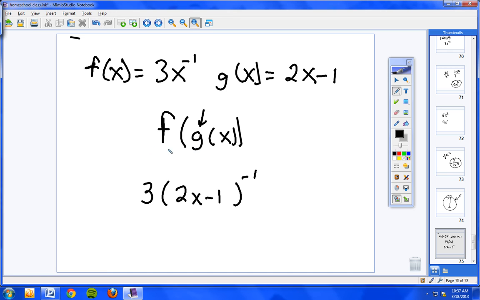So let's go over it again. What was on the outside? F. So I wrote my F function, and where the X was, I put a parentheses. And then what was on the inside? G. So I picked up my G and I put it down here. Okay? And now you're almost done. We're gonna do a bunch of these, okay?